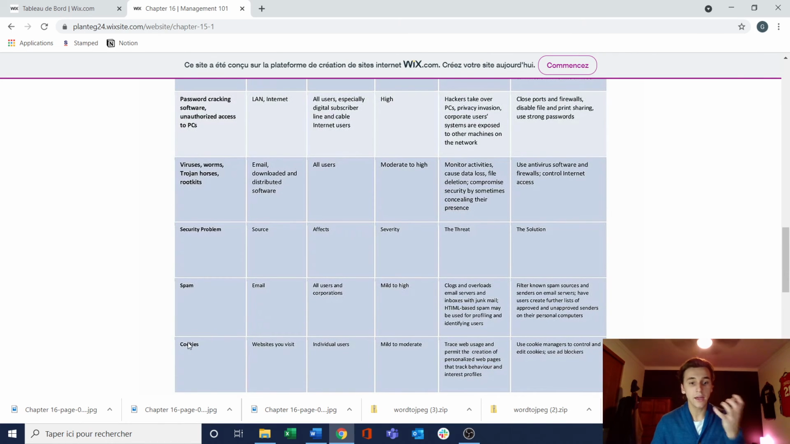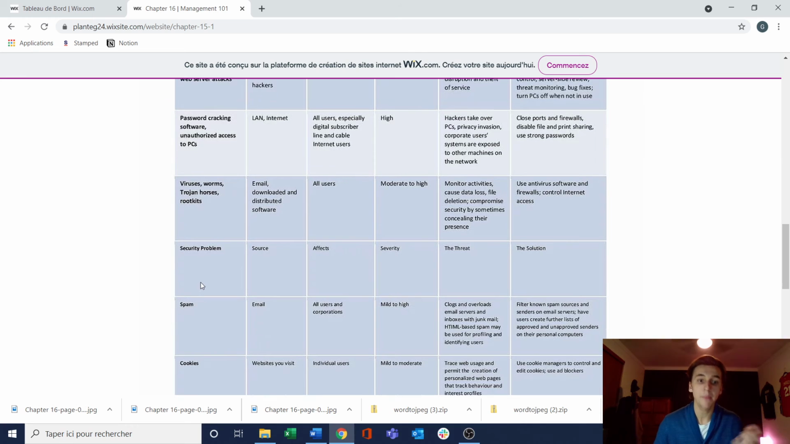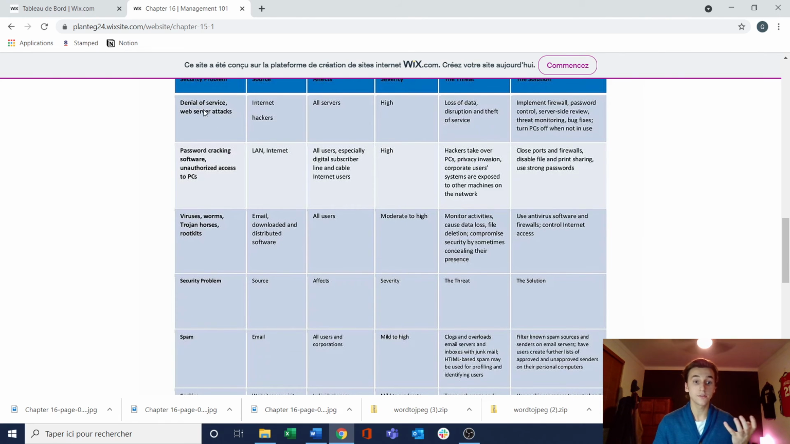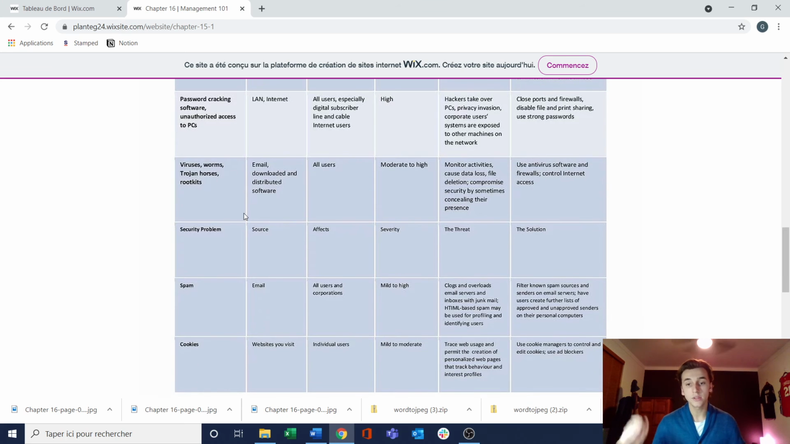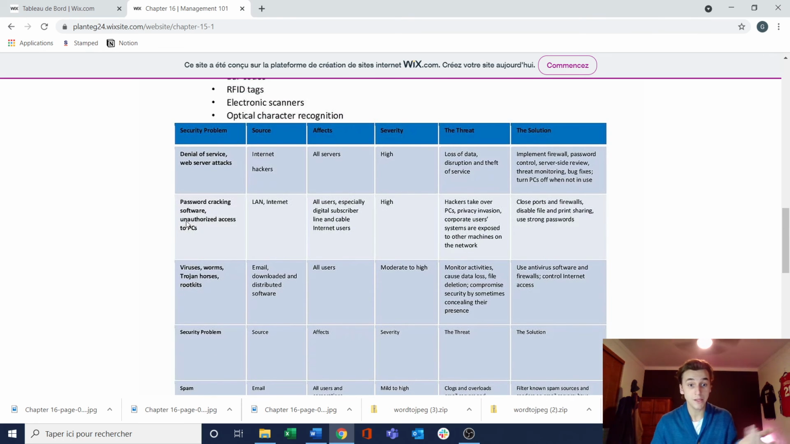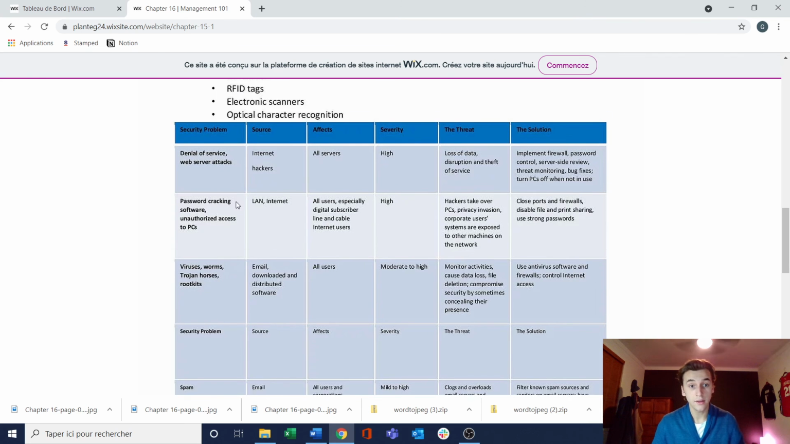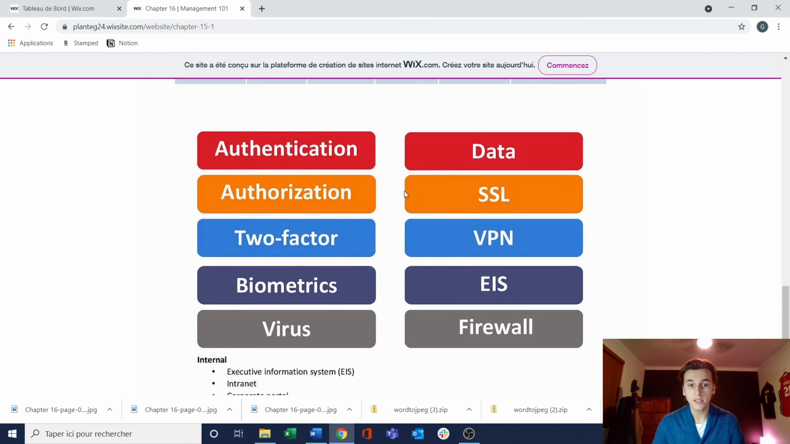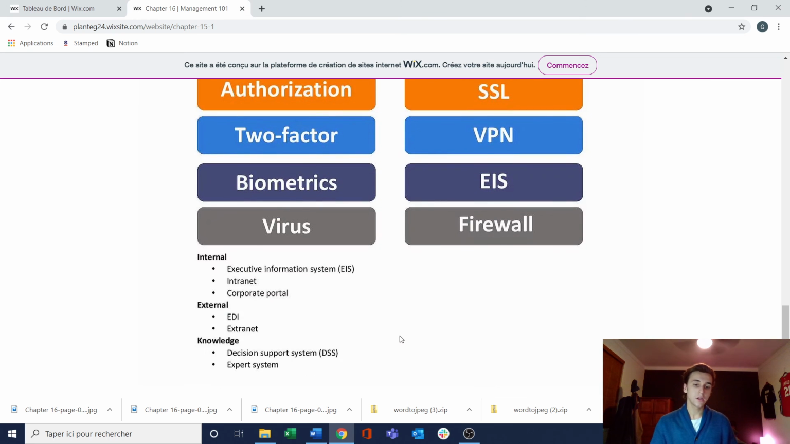However, I did take a look, and as you can see: cookies, spam, password cracking, denial of service, web server attacks. These, of course, as we all know, track your data or can steal it from you if they crack your password, or if there's a web server attack. Next, here are all of the protections. For identification, it protects data. Authorization protects. SSL. Two-factor, you can use two-factor by using a VPN. Biometric can use EIS, and to protect from viruses you can use a firewall.